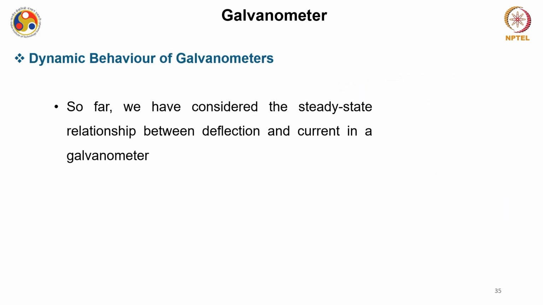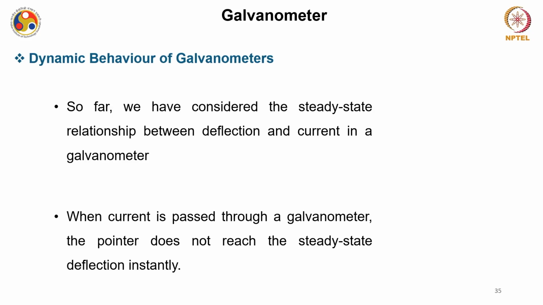All right, fine. So we have now understood how this moving system, control system, and indicating tool works in a galvanometer. However, till now we have mostly seen the steady state relationship. Now, let us try to see the dynamic behavior of a galvanometer. When current is passed through a galvanometer, the pointer does not reach the steady state deflection instantly, and that is what we have been studying since class 1, lecture 1, that we have to have a certain provision for avoiding any kind of oscillation.